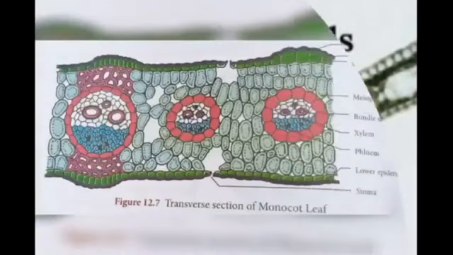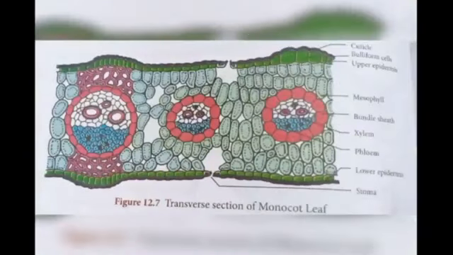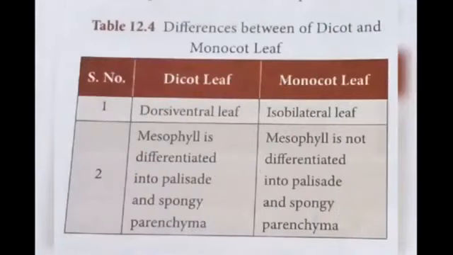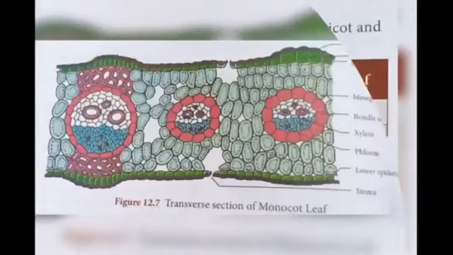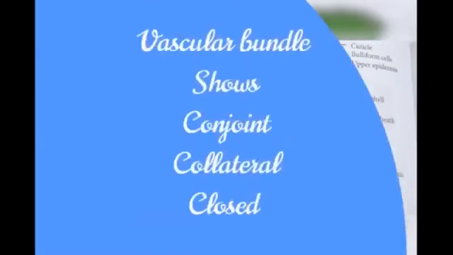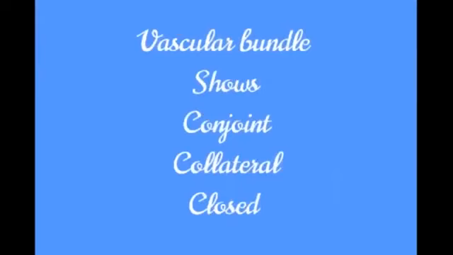Second, the mesophyll tissue is not made up of two different types of tissues. Hence the monocot leaf is isobilateral, as mesophyll is not differentiated into palisade and spongy. It is made up of only one kind of tissue. This is the basic difference between the monocot and dicot. Other than that, they have the same kind of conjoint, collateral and closed vascular bundle.